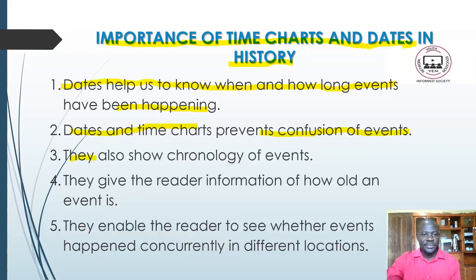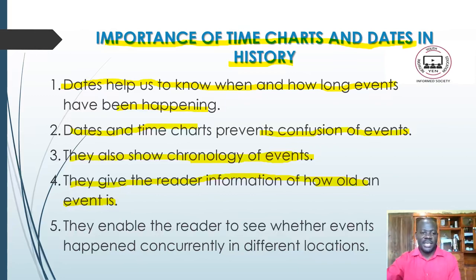And also they show chronology of events. Remember, chronology is the order of happening. So dates and time charts help us to know the order in which things happened, and that is chronology. Also they give the reader information of how old an event is. For example, something happened in 1956. Up to now, there have been so many years. You can easily calculate the years since that event happened.